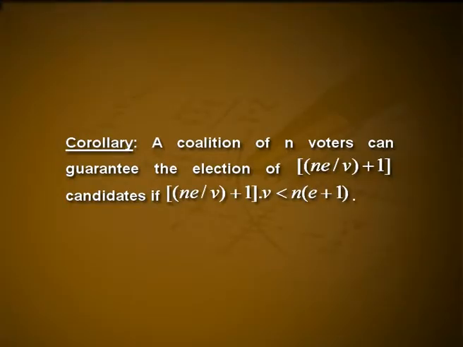Corollary: a coalition of n voters can guarantee the election of the ceiling of ne/(V plus 1) candidates if the ceiling of ne/(V plus 1) times V is less than n(E plus 1). Let us see another example.